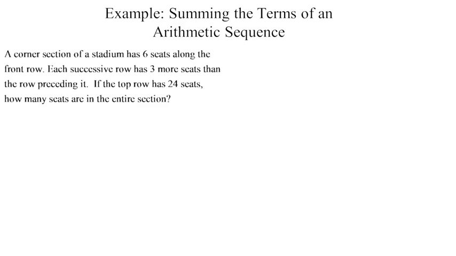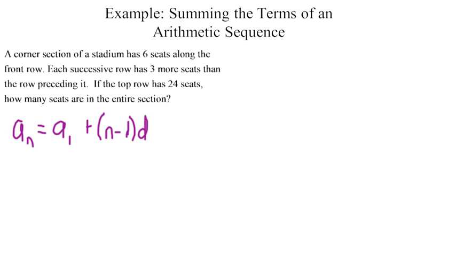So we have to use what we learned in the last lesson. a sub n is equal to a sub 1 plus n minus 1 times d, the common difference. This was our rule to calculate the nth term in an arithmetic sequence.